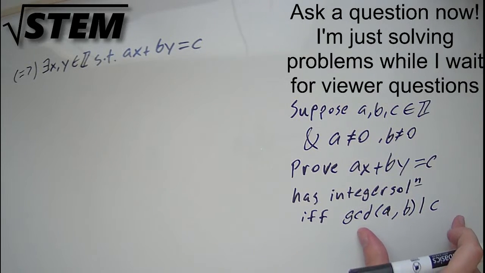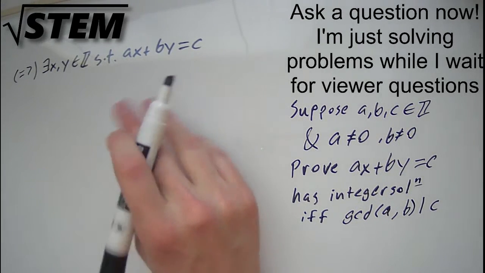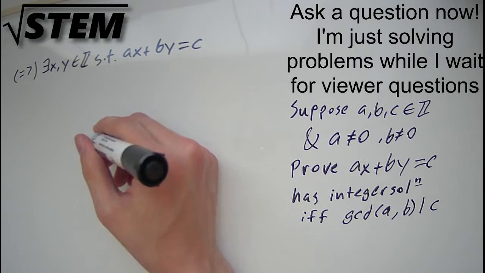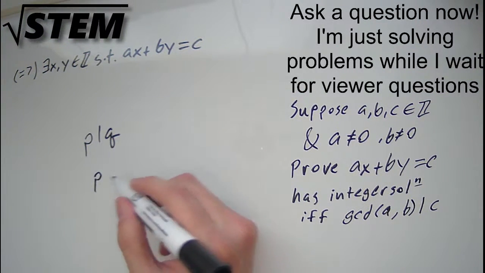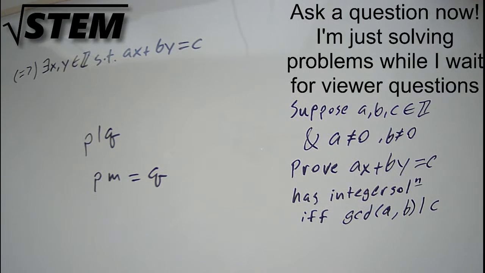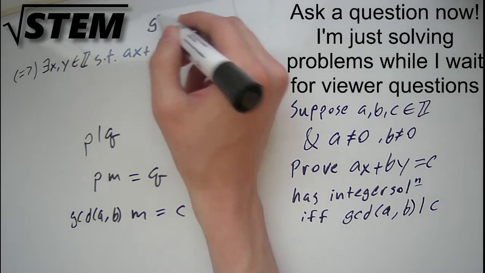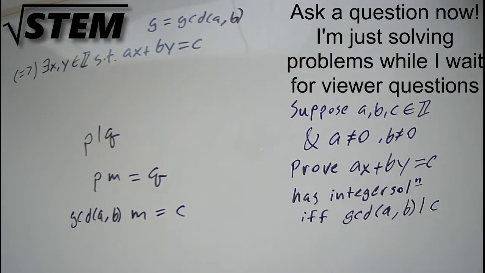So to show that the GCD of A and B is able to divide C, recall that if P divides Q, that means P times some other integer M is equal to Q. So we need to show that the GCD of A and B times some other integer is equal to C. Just to save myself on writing, I'm going to let the letter G denote the GCD of A and B. So we want to show that G times some other integer equals C.